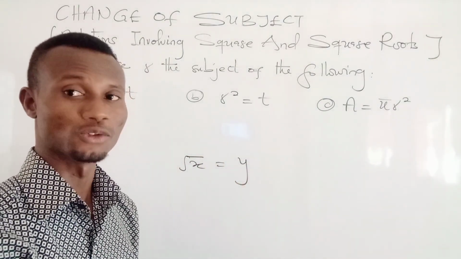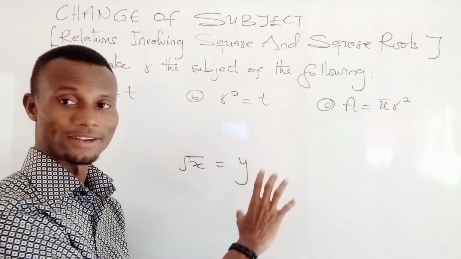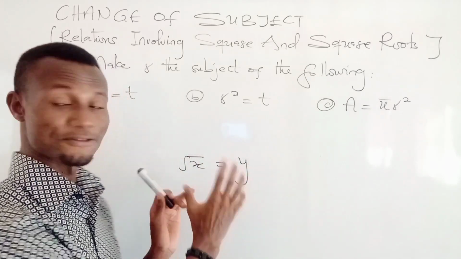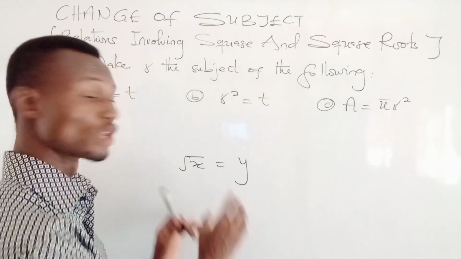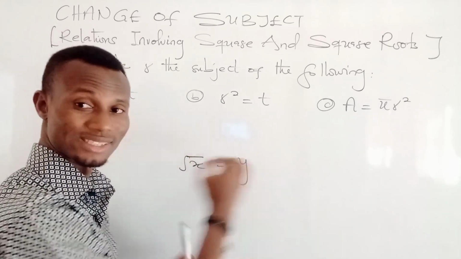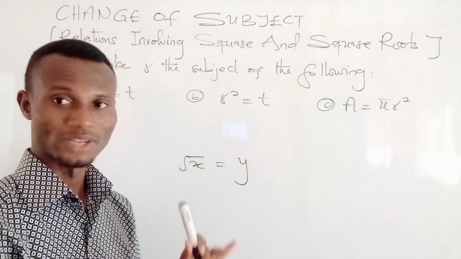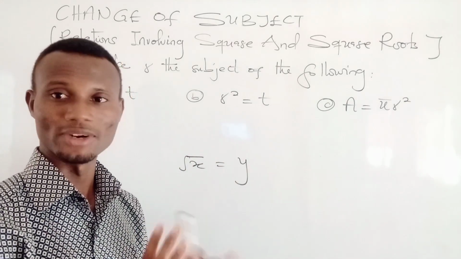How to eliminate the square root sign from this equation, that's what I'm going to show you. The only way to eliminate the square root sign, which is the first step of trying to make the variable s the subject, is that we are going to square both sides of the equation. I hope you get the explanation up to this point. Let me repeat it one more time.